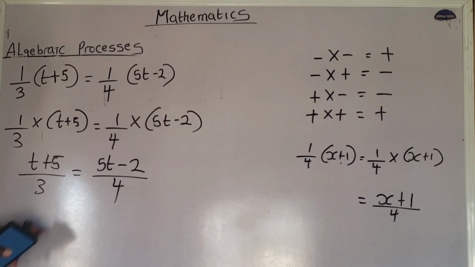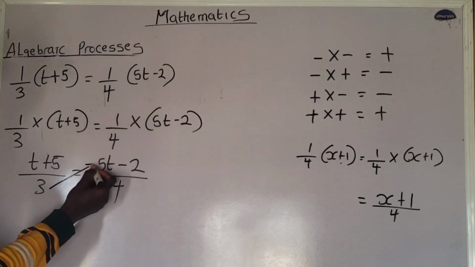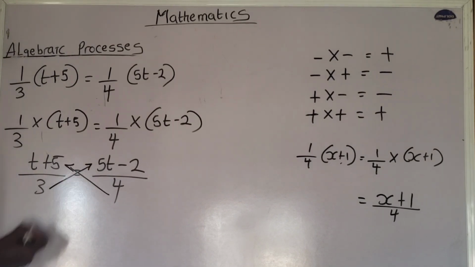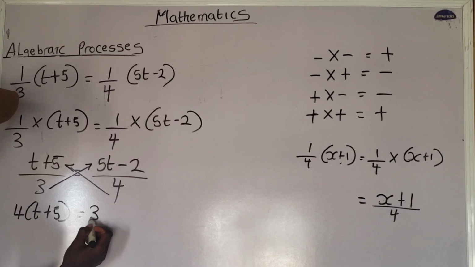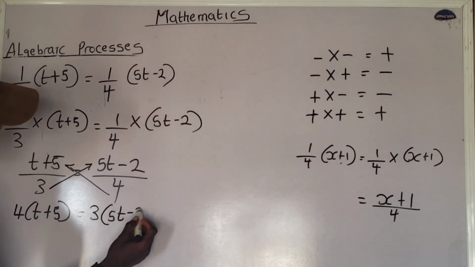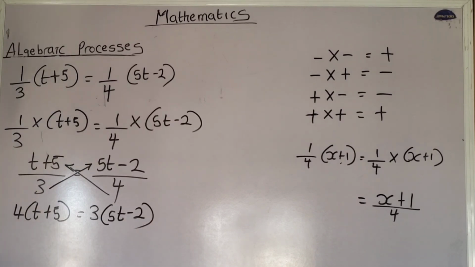Now we have the equals to sign between two fractions. What we do, we are going to take the cross product. So for this, this 3 will multiply this 5t minus 2, and this t plus 5 will multiply the 4. So I'm going to have 4 into bracket t plus 5, you understand, is equals to 3 into bracket 5t negative 2. Do you understand?